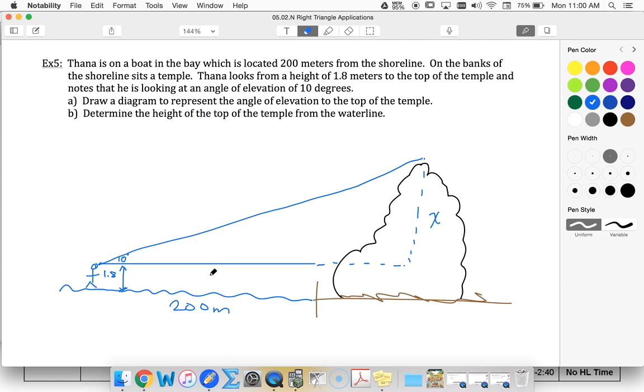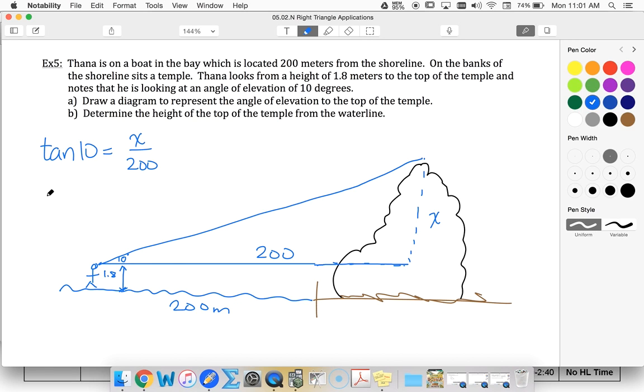So I know that to the shoreline, so actually all the way out to where I'm looking at to the top of my temple, we're assuming the temple's right at the shoreline. So this bottom part of the triangle, all of that, we're gonna call the 200 meters. So I'll put it inside the triangle. Here's my x, here's my 10. So I can find this height x. That's an opposite of the 10. This is adjacent, so I'm gonna use tangent. So tangent of 10 is equal to x divided by 200.